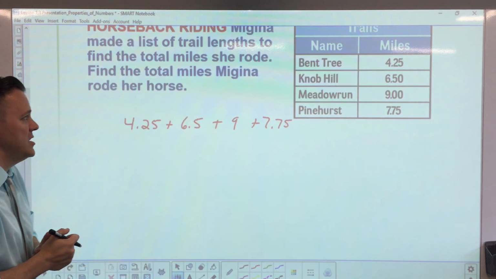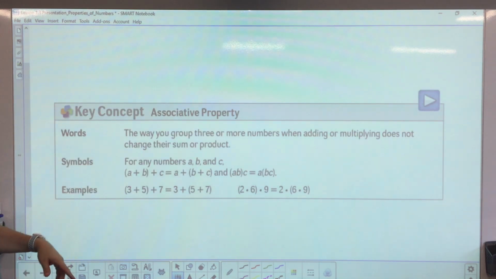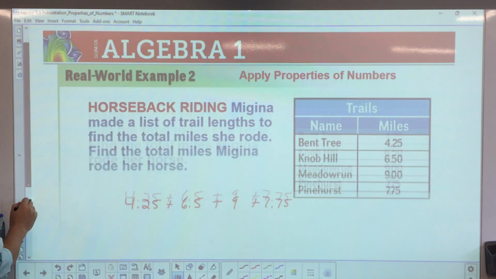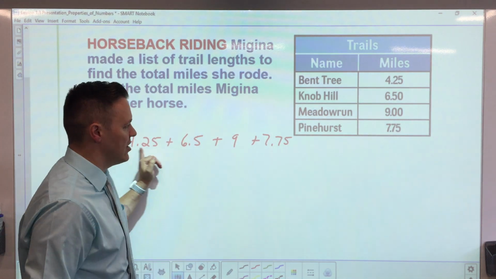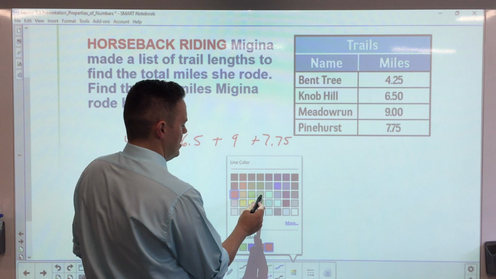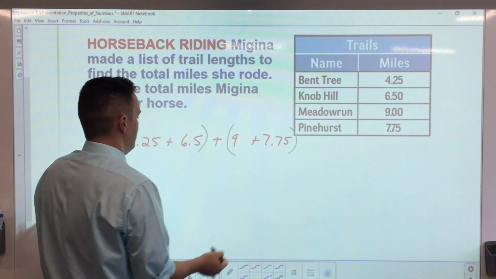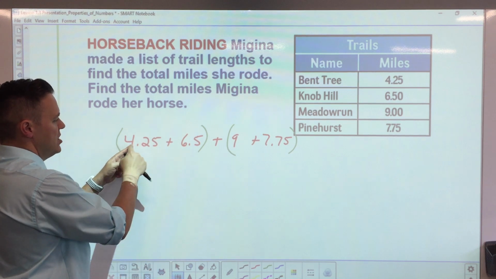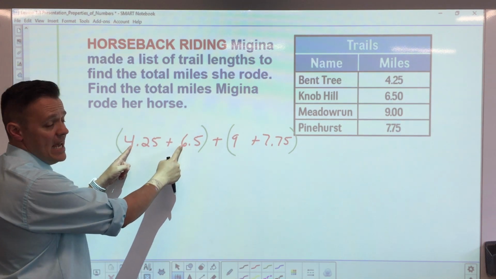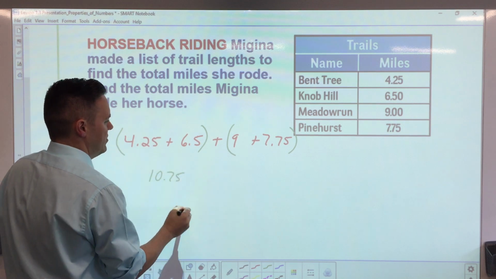Now, this is when these properties come in handy. What I mean by that is the associative property. You see how they got the brackets around it? Is it easy to add all of these together, or would it be easier to separate them out? It's actually going to be easier for you to separate them out. Use the associative property. What I mean by that is focus on this part first. So, what is 4 plus 6? It's 10. Plus these would be 10.75, right?